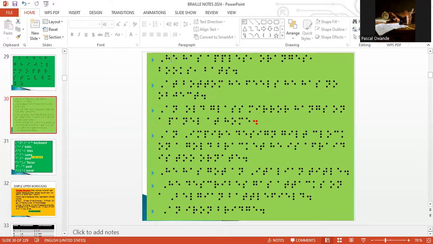letter H. And then after letter H, we have letter E. So the word is he. Then letter H, A, and S. He has. Then letter A, P, P, L, E, S. He has apples.